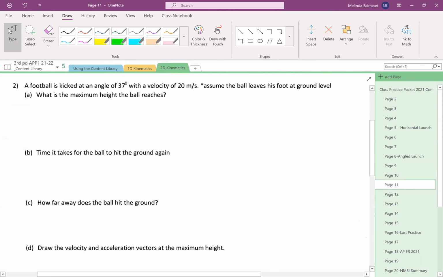So we got a football kicked at an angle of 37 degrees. Now you may be thinking, oh, 37 sounds so random. Actually, it's going to give us some nice numbers. And I think it's unit circle or something. If you look on the front of the formula chart, AP does give you some of the common angles they use. So 30 and 60 and 45, those are nice. But 37 and 53 are actually quite common as well.